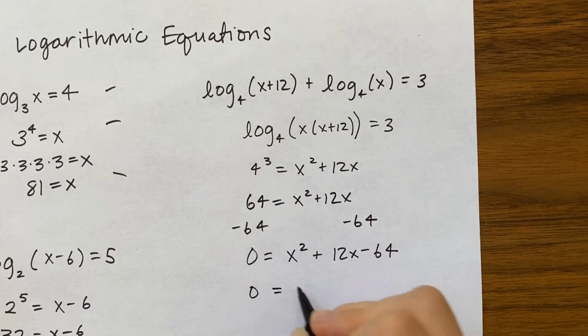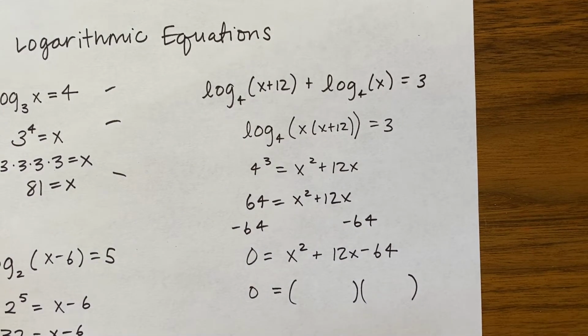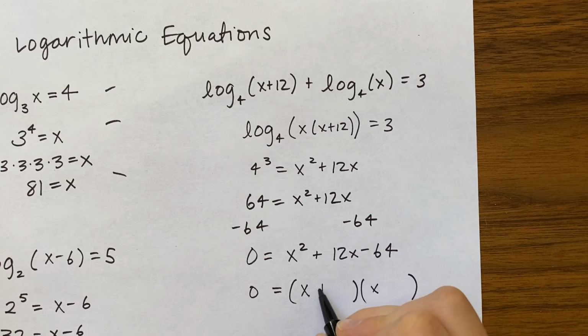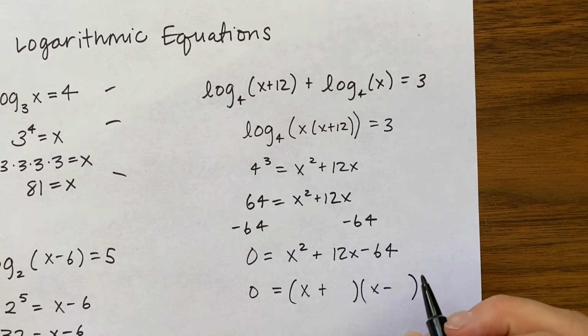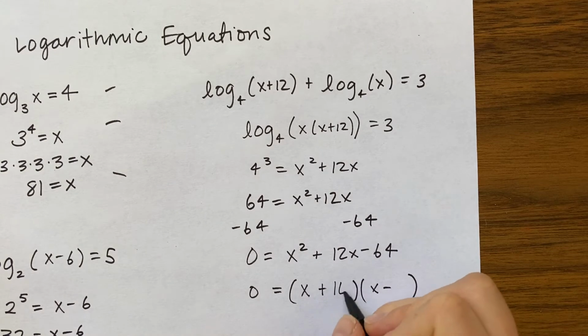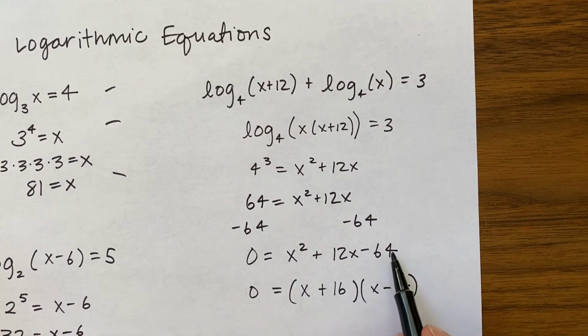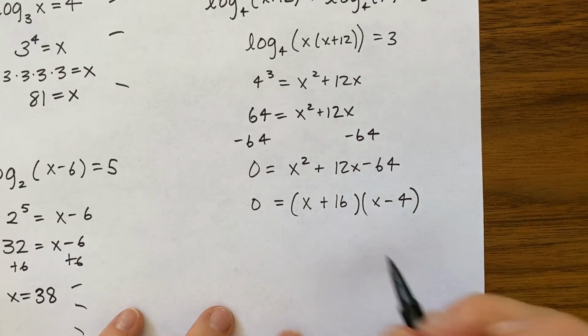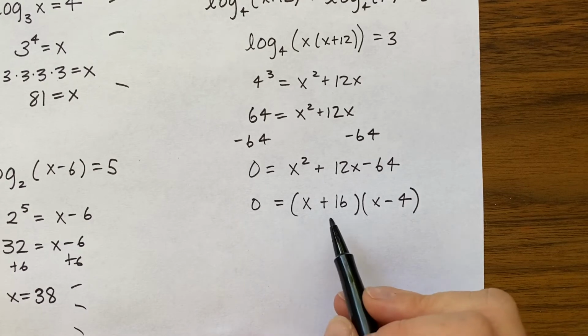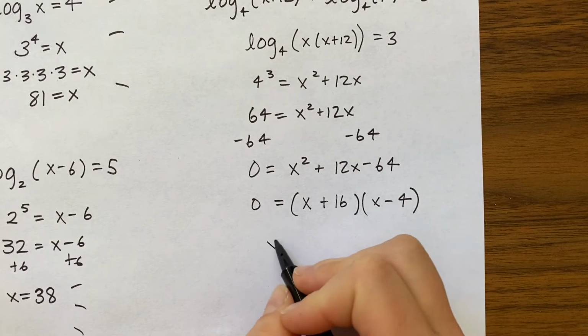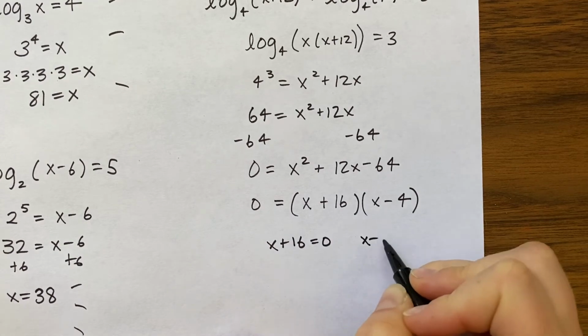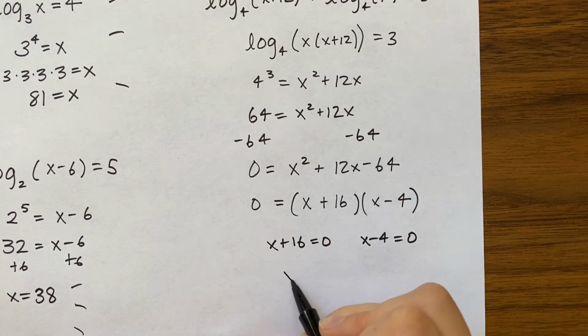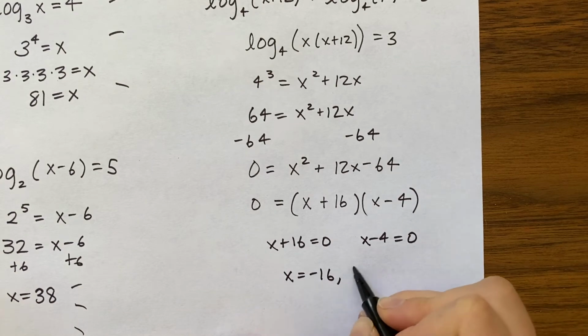I know Hoover is out there somewhere trying to do the quadratic formula on this, but I know that if I'm multiplying to negative 64, I'll need a positive and a negative. 64, 16 times 4, positive 16, negative 4, that will give me the product negative 64 and the sum positive 12. Now from here, I'll use the principle of zero products. Any two numbers that multiply to make 0 means that one or both of those numbers is 0. Which then means that x could equal negative 16 or positive 4.